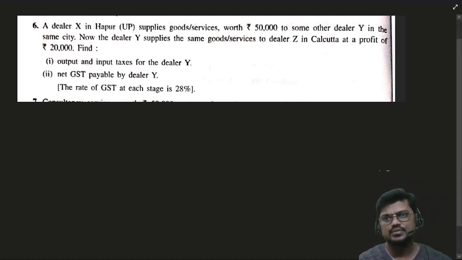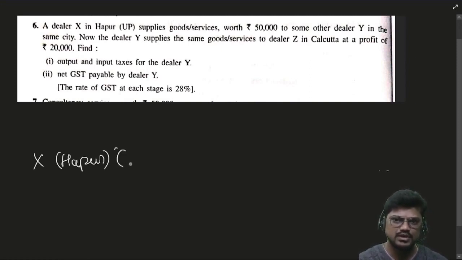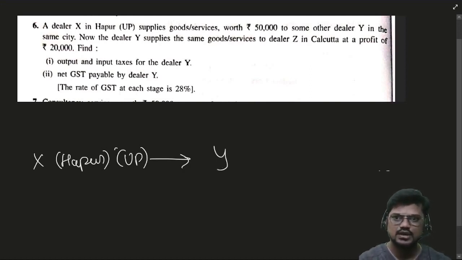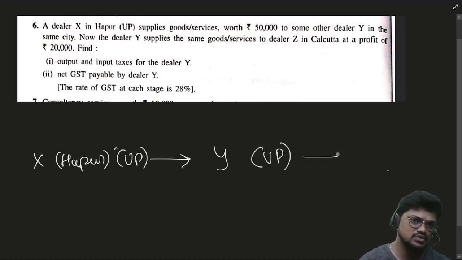Fine. So how many dealers are there? A dealer X in Hapur means X in Hapur. He is in UP. He will send it to the dealer Y in the same city. That means he is also in UP. Now the dealer Y supplies the same goods to dealer Z who is in Calcutta.